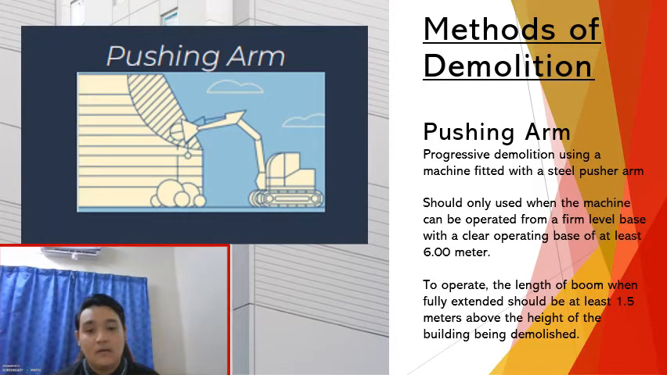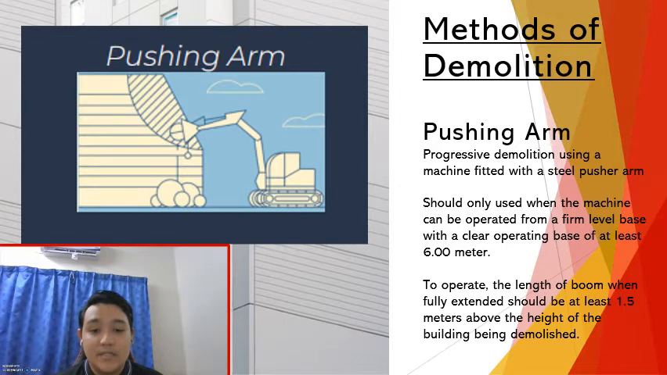The second one is the pushing arm method. The pushing arm method uses a machine fitted with a steel pusher arm. This method should be used when the machine can be operated from a firm level base with a clear operating area of at least 6 meters.